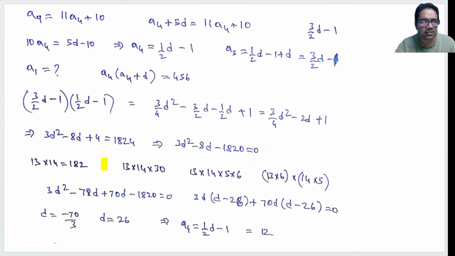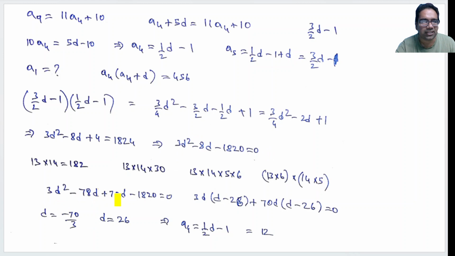We know 182 is 13 times 14, right? We want to split this 1820 times 3 into two numbers so that their sum is minus 8. That is 13 times 14 times 10 times 3. We have to split this into two parts so that the sum is minus 8. So we can write it as 13 times 14 times 5 times 6. 13 into 6 is 78, 14 times 5 is 70. So minus 78 plus 70 will work.